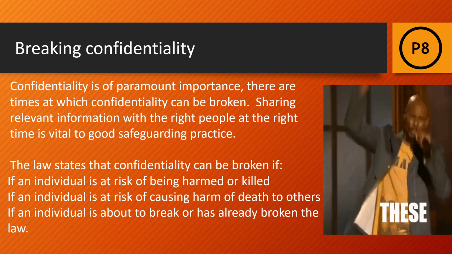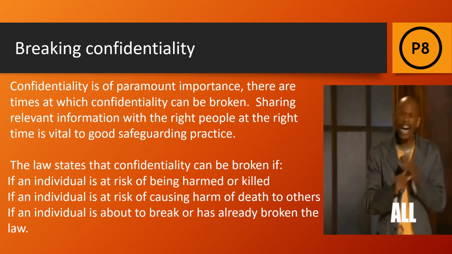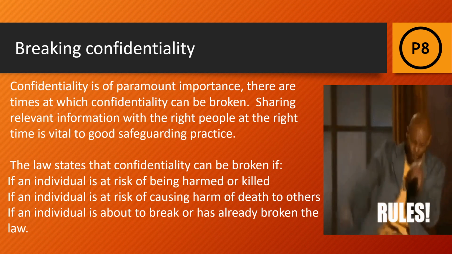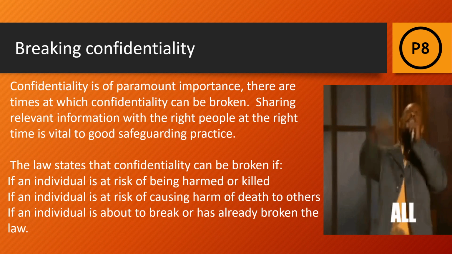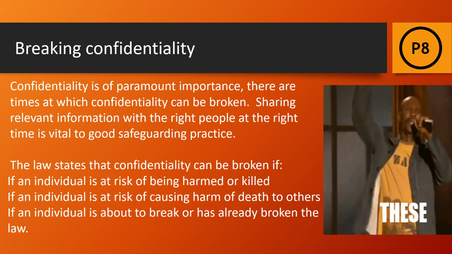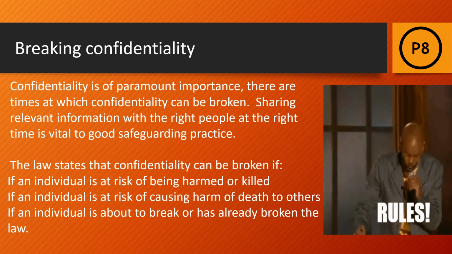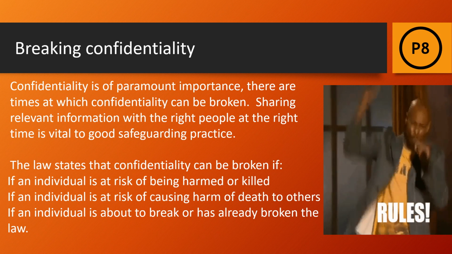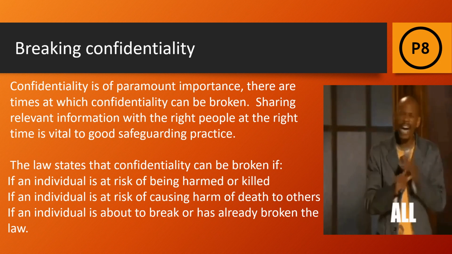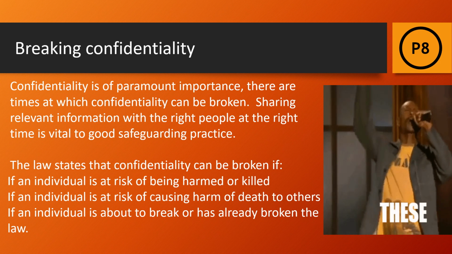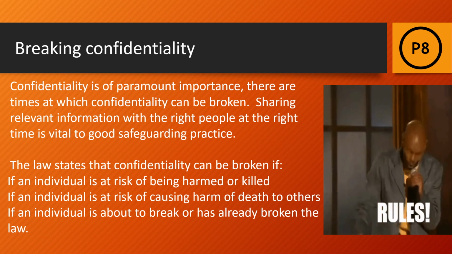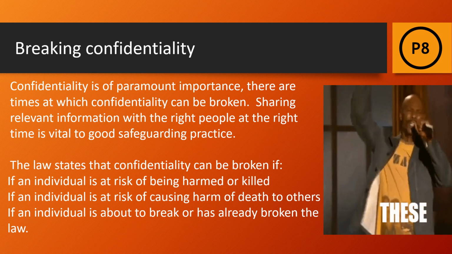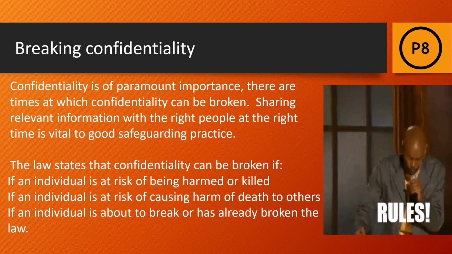So breaking confidentiality. Now, there are some exceptions where you have confidentiality, but you are allowed to break it. And often the law states that confidentiality can be broken in 3 circumstances. If an individual is at risk of being harmed or killed, if the individual is at risk of causing harm or death to others, if the individual is about to break or has already broken the law. So these are instances where you can breach confidentiality, ultimately to protect the individual, protect other people, or because they've engaged in illegal activities.